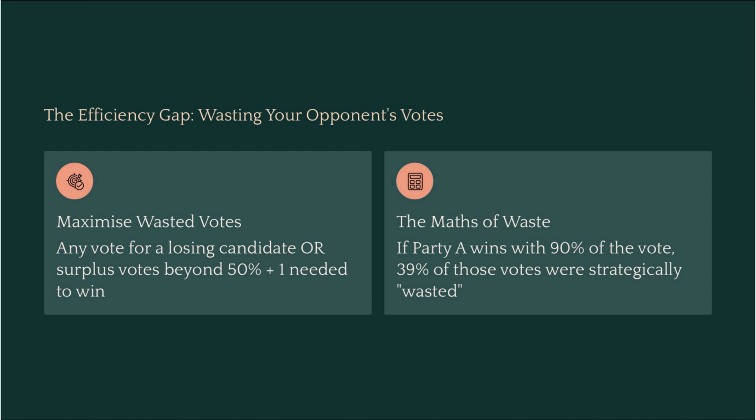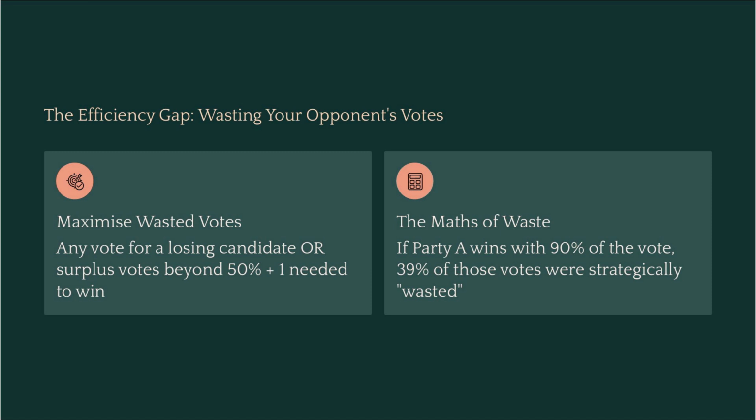Gerrymandering isn't just about drawing funny shapes, it's about math. Specifically, it's about the efficiency gap. The goal of a gerrymander is to maximize wasted votes for your opponent. What is a wasted vote? In political science terms, it is any vote that didn't help a candidate win. This includes 2 types: every vote cast for a losing candidate and every vote cast for a winning candidate beyond the 50% plus 1 needed to win.